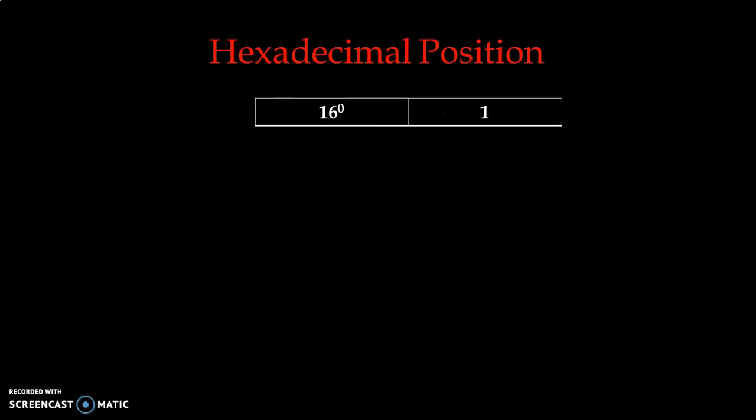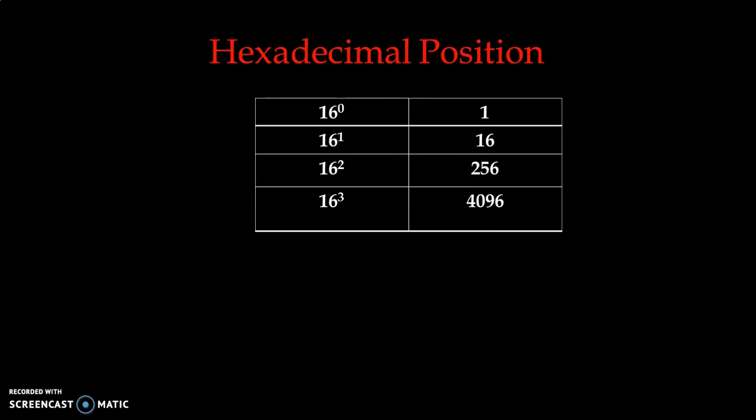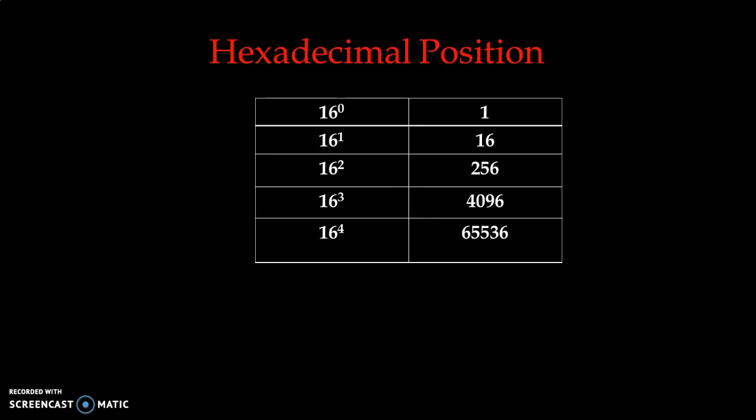So we know that 16 raised to 0 is equal to 1. For any base, with power 0, the number comes to 1. Then we have 16 raised to power 1, that is 16. 16 raised to power 2 is 256. 16 raised to power 3 is 4096. 16 raised to power 4 is 65,536. We need a calculator while converting a hexadecimal number into the decimal number system.